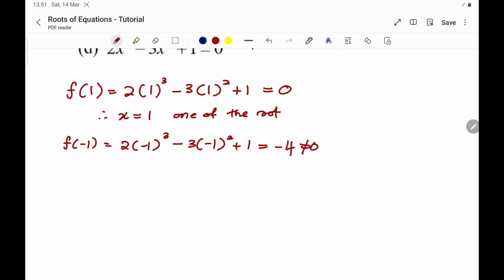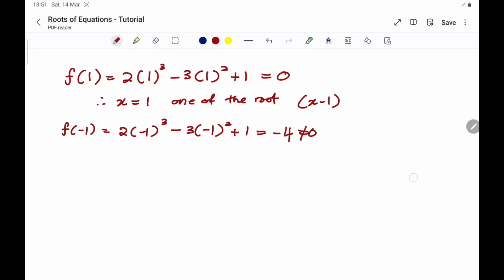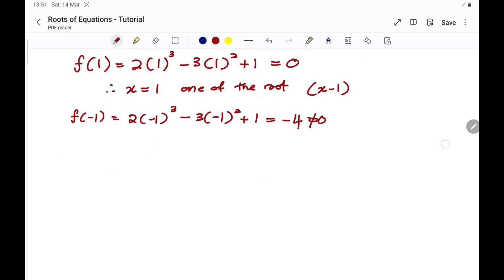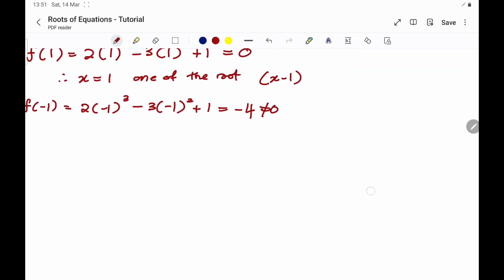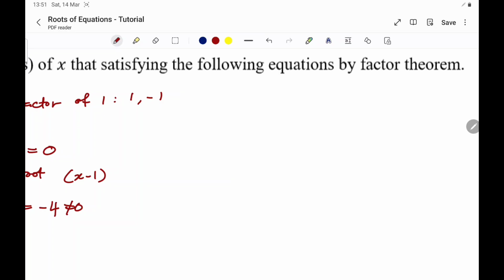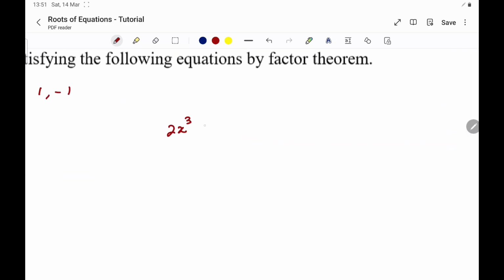So what you have to do is find more roots. Right now you have x minus 1, which is actually one of the factors of this equation. Now we have to find two more, for which we have to use long division. So to use long division, I put it on this empty side. First we use long division: 2x cubed minus 3x squared plus 1.